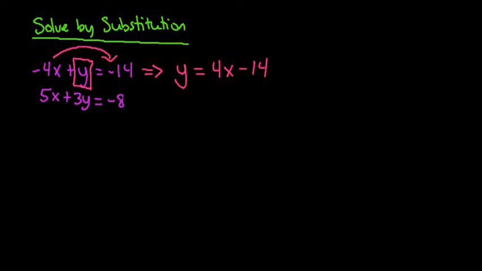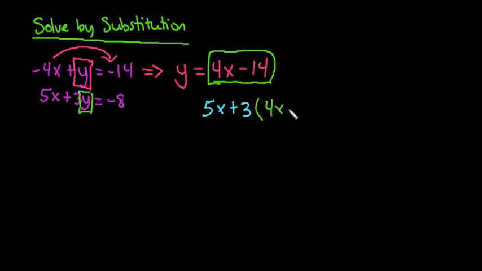Now I'm going to replace y with 4x minus 14. So I'm going to replace this y in the other equation with 4x minus 14. The 5x plus 3 is not going to change, but we're going to replace y with the 4x minus 14, because that is what y is equal to in the other equation. And then we would just say this equals negative 8.